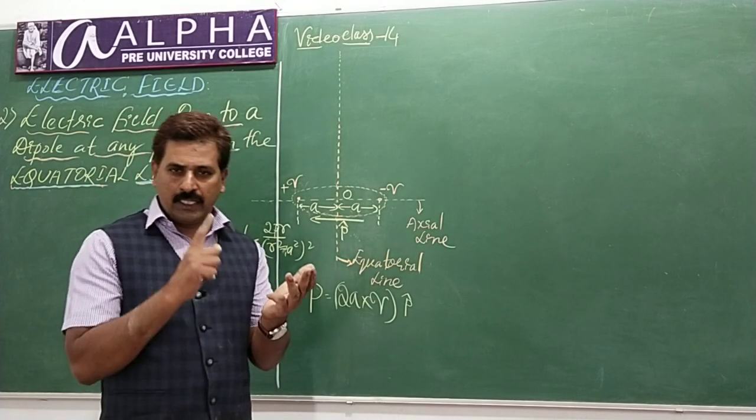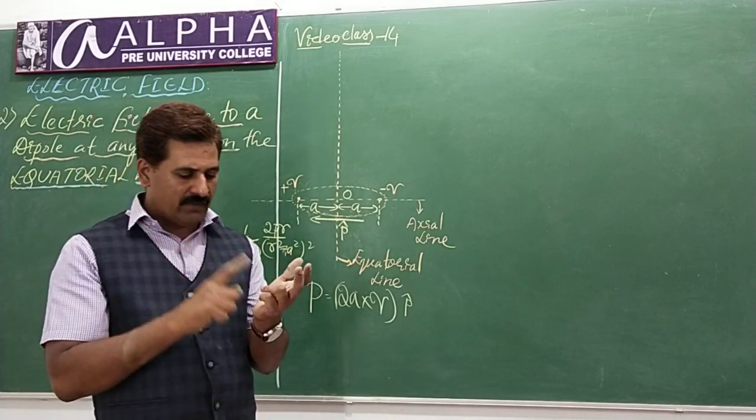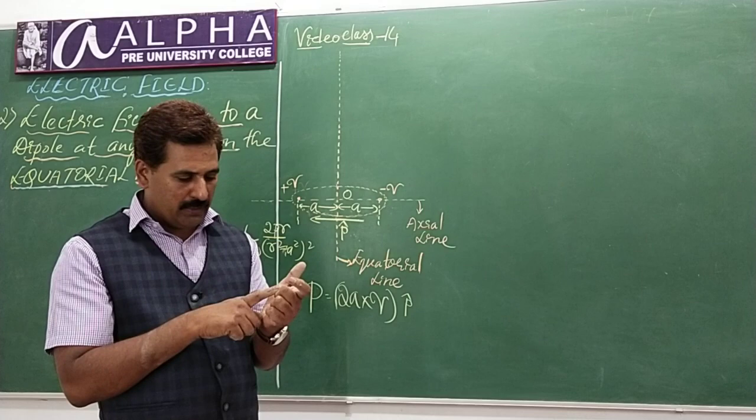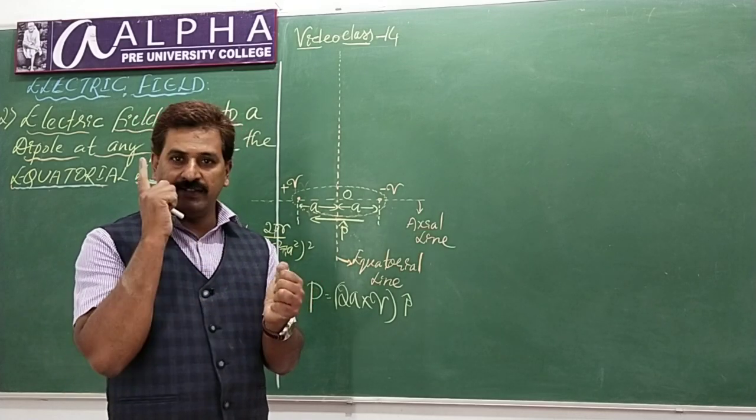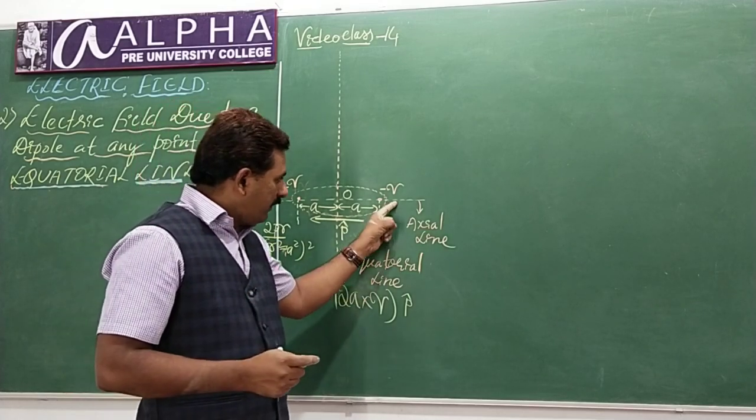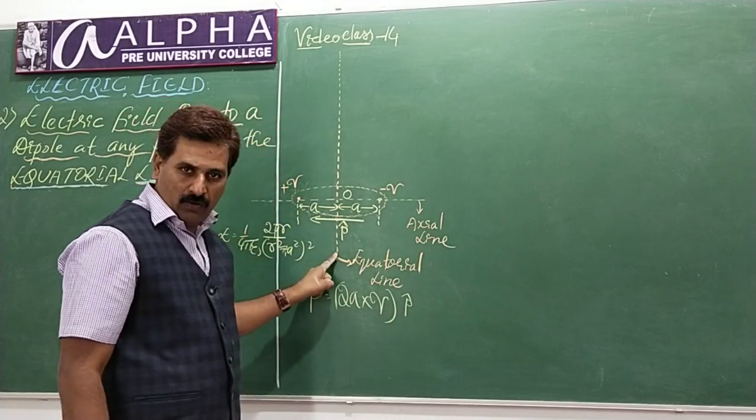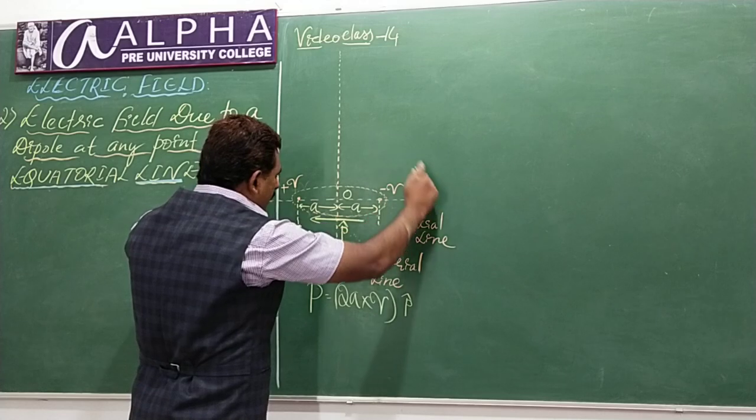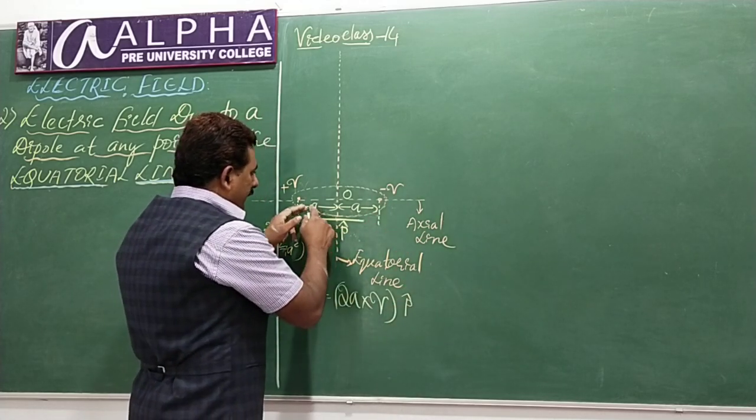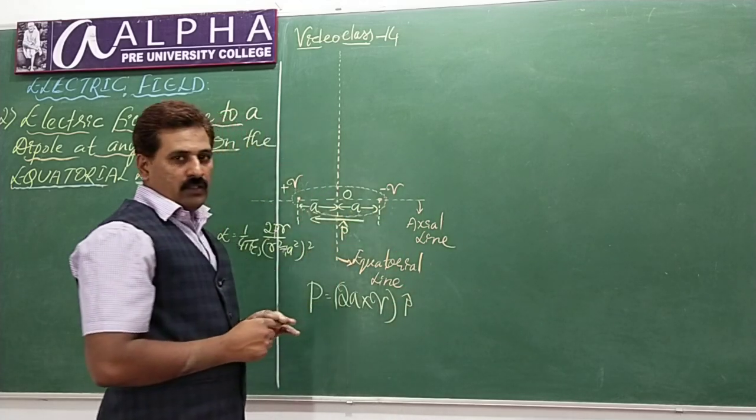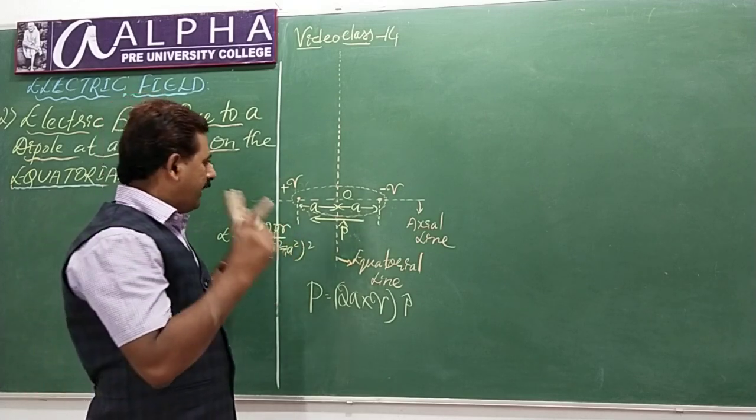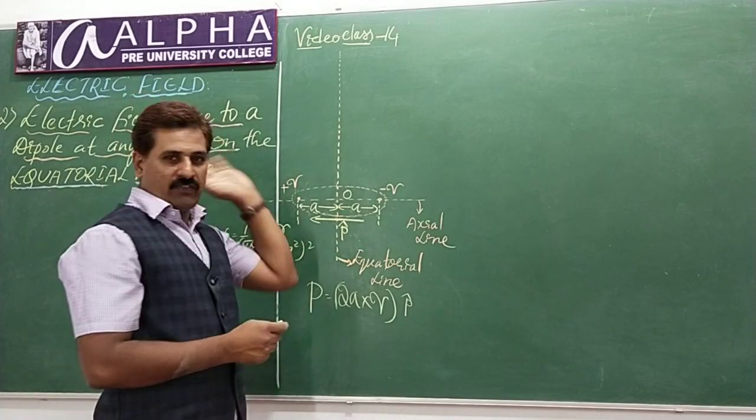You know what is a dipole? What is the center of the dipole? What is the length of the dipole? What is the axial line? What is the equatorial line? Any point on the axial line? End-on position. Any point on the equatorial line? Broadside-on position. All around the dipole is a region of electric field. Dipole is a source of electric field.